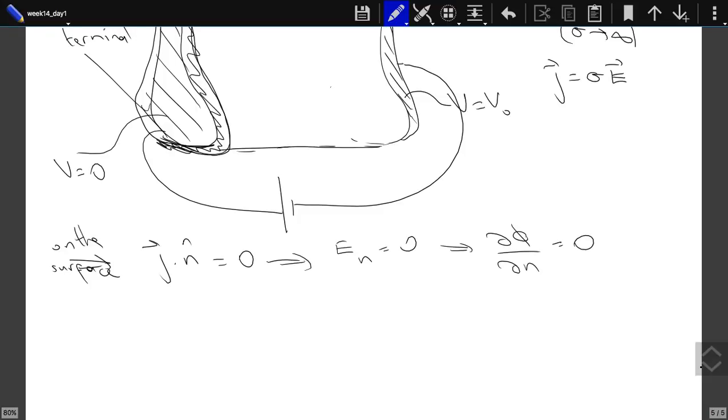Now, these are my boundary conditions on the potential. Well, let's say V.